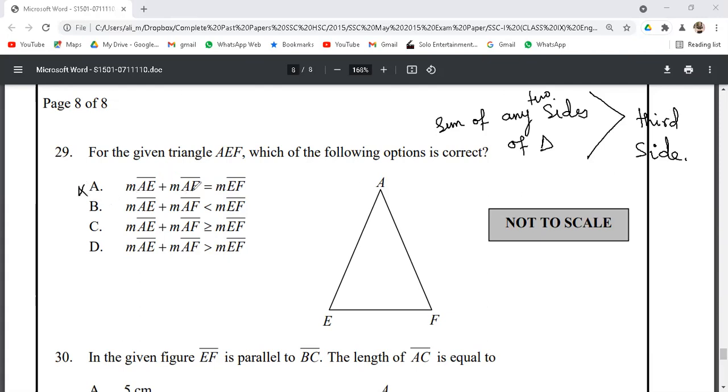Option A is incorrect. This shows that the sum of two sides is equal to the third side. Option B is incorrect. That shows that the sum of two sides is less than the third side. Option C is incorrect. This represents that the sum of two sides can be equal to or greater than the third side. Option D is the correct answer. That shows the sum of two sides is greater than the third side. So option D is the correct answer.